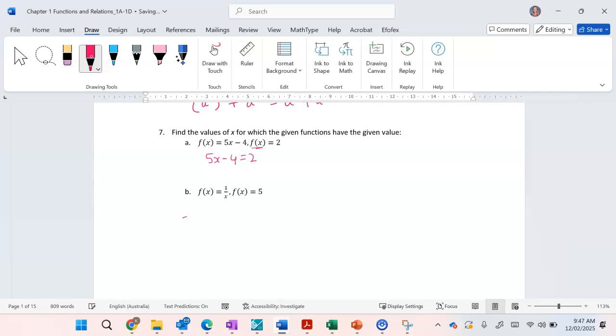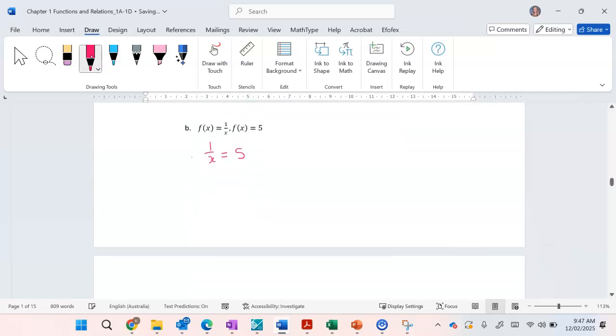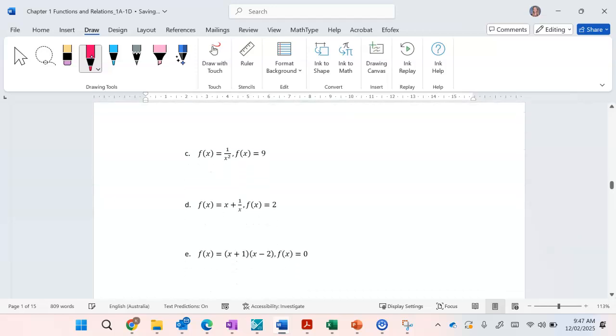Oh no, sorry, they're simultaneous equations. What am I doing? So f of x is 5x minus 4 when f of x is equal to 2. All right, so 1 over x is equal to 5. All right, so solving for that. And again, 1 over x squared is equal to 9. x plus 1 over x is equal to 2. And then we've got a parabola.